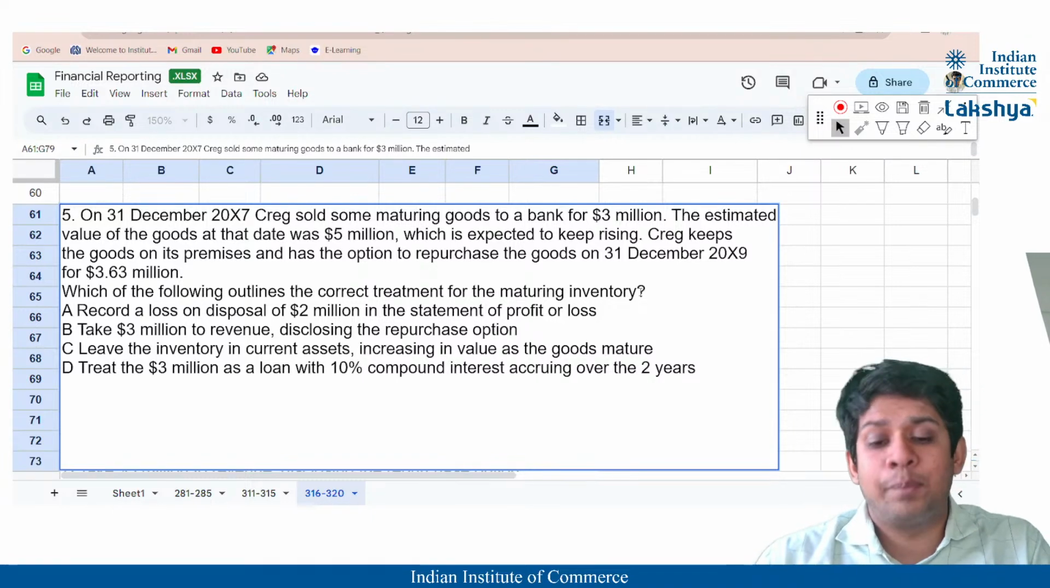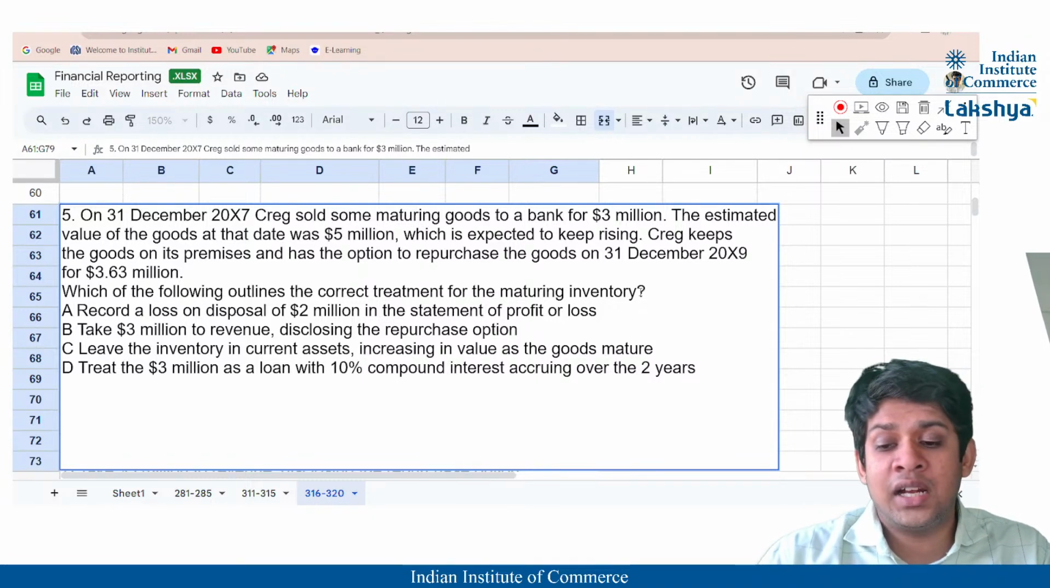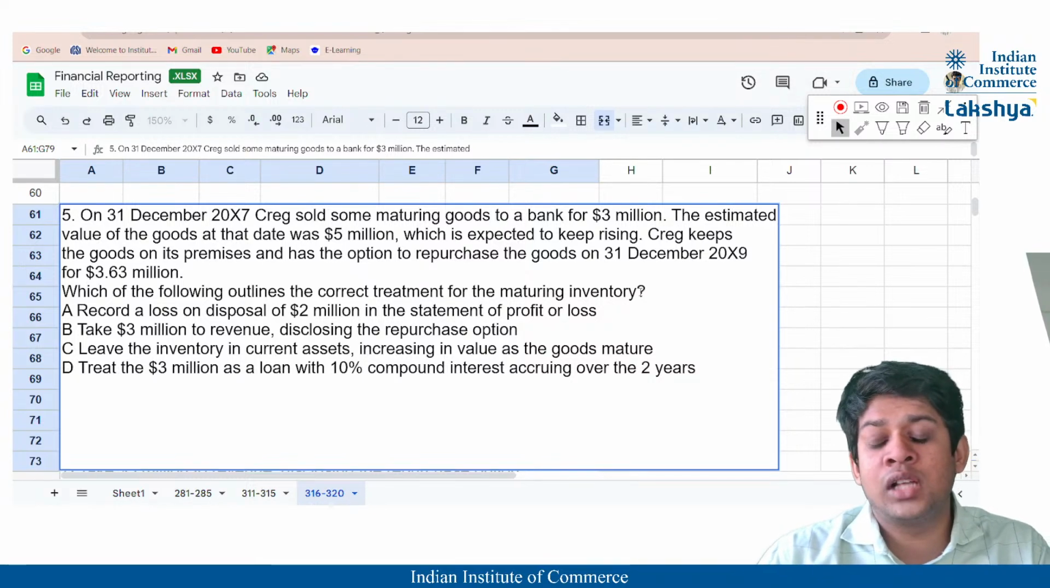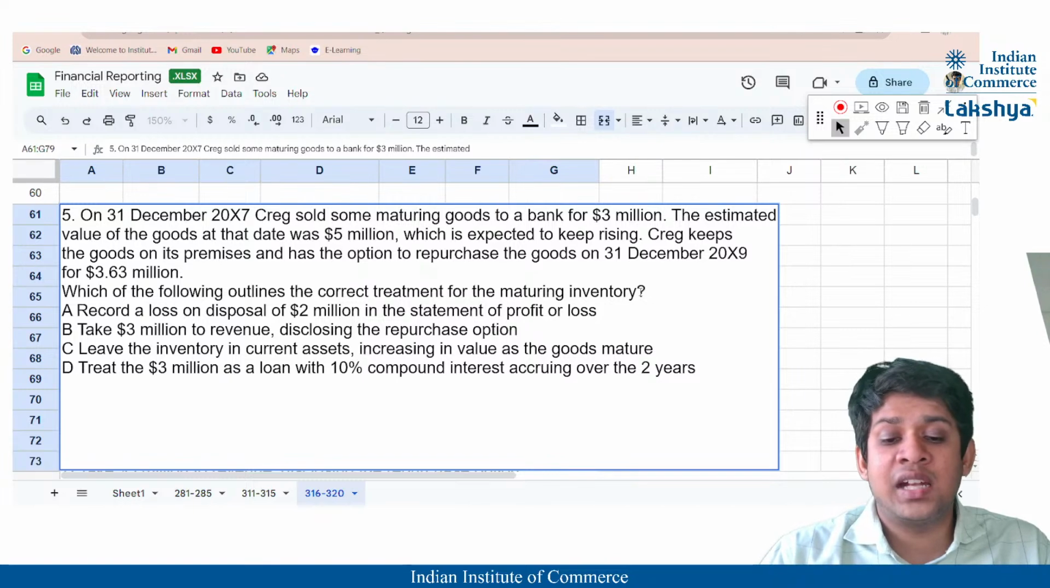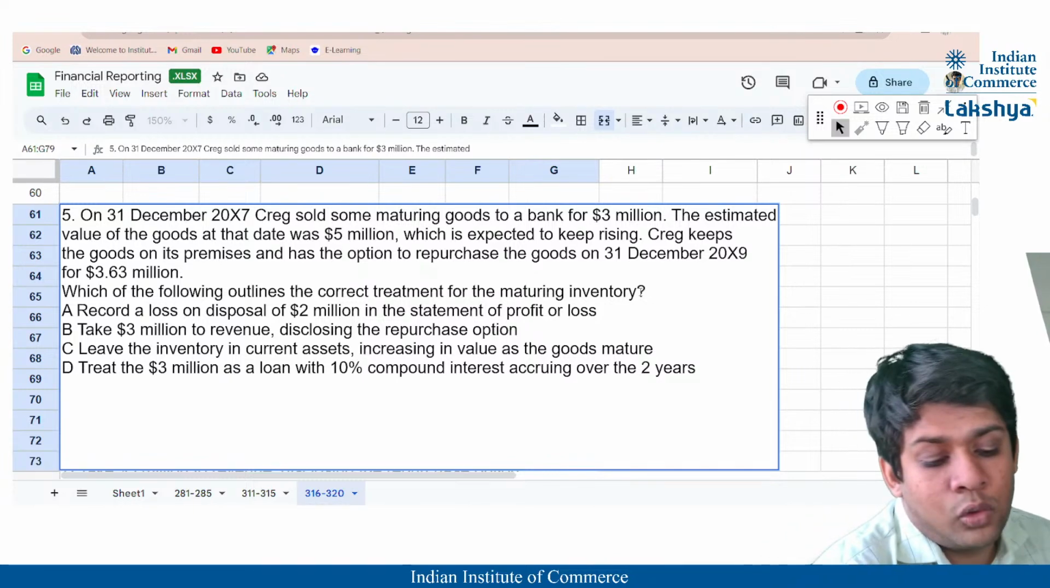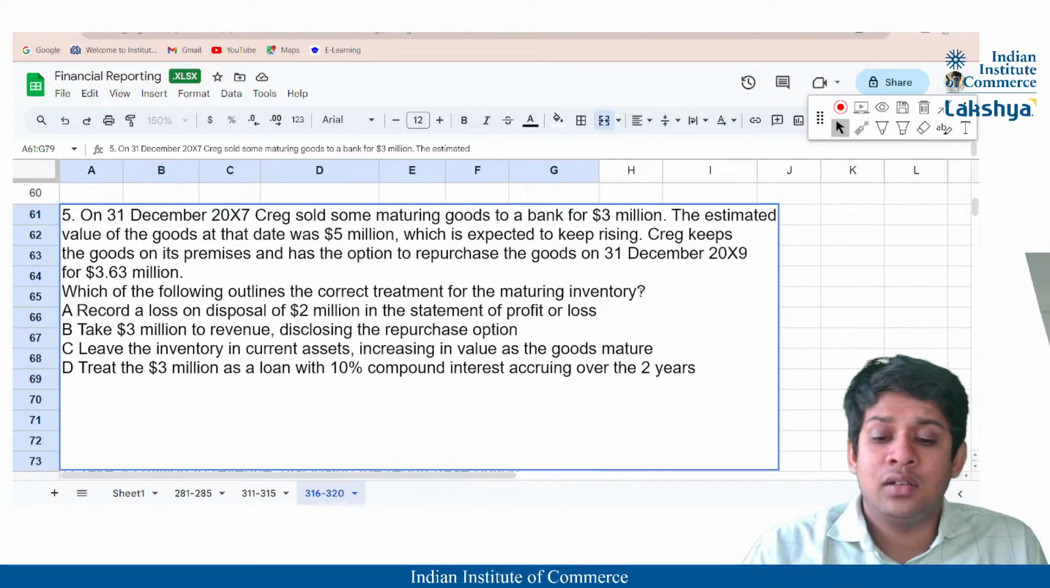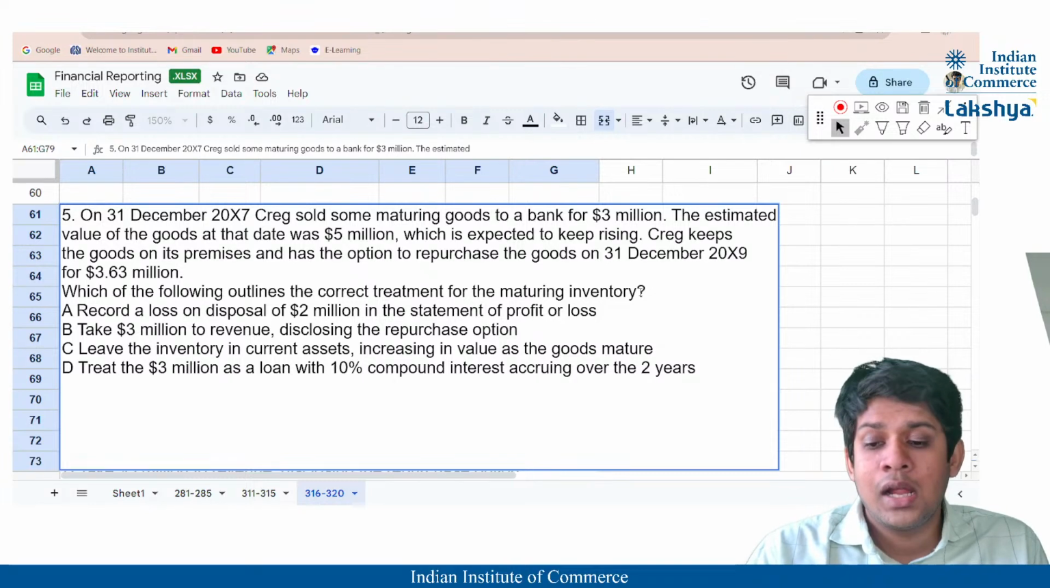Firstly, Craig company, what did they do? They sold their inventory, they sold their goods, but even after selling it, they kept the goods under their premises. That means they technically just sold the ownership of those goods, and they have the physical possession of those goods. Also, after that, they have the option to repurchase the goods at 3.63 million, correct?